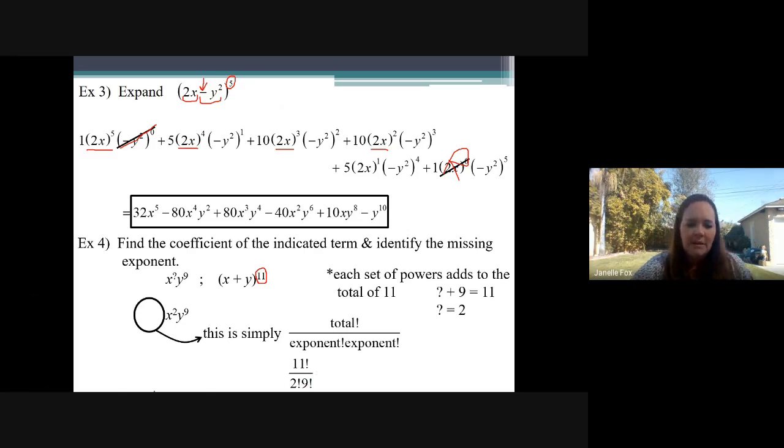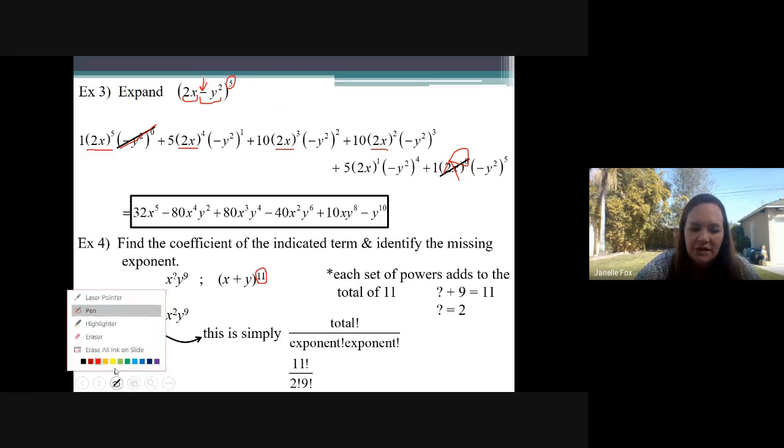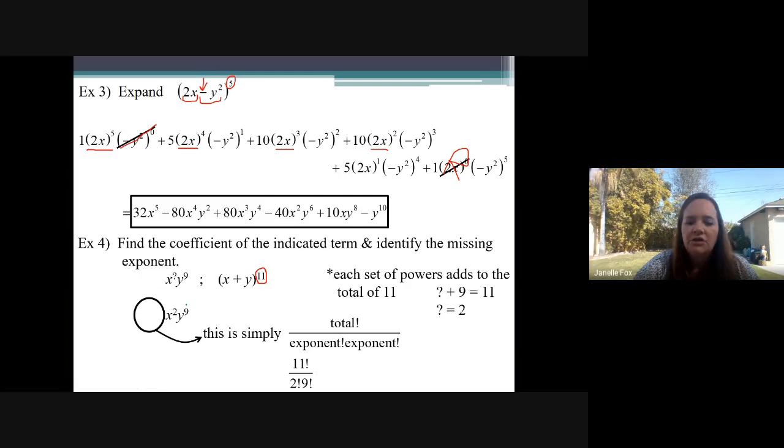So one more time, Mrs. Fox, where in the world are you getting those numbers from? Okay, let me help you. So to find the coefficient, right? So we're working on the coefficient right here. The coefficient is going to be the power factorial divided by each of these powers factorial. So 2 factorial and 9 factorial. So that's why I like to do the exponents first and then figure out what the coefficient's going to be.